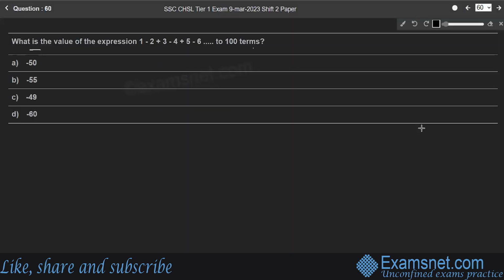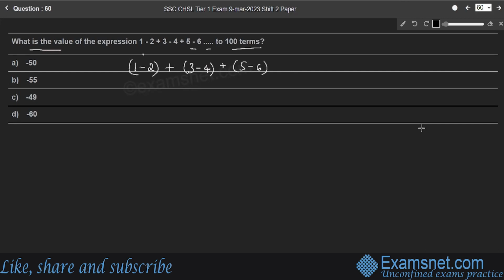Question 60. What is the value of the expression 1 minus 2 plus 3 minus 4 plus 5 minus 6 up to 100 terms? Here, students, let's group the terms into pairs. Like 1 minus 2, let's group 1 and 2. Here, 2 has a negative sign. So, plus 3 minus 4 plus 5 minus 6.